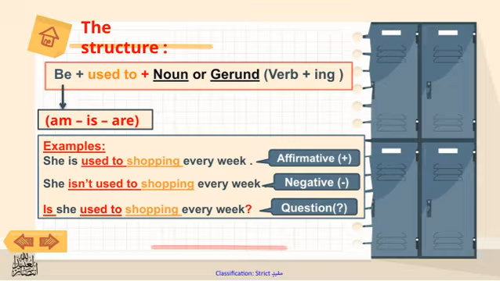Now, for negatives, we add not after the be verb. So, she isn't used to shopping every week. And for affirmatives, it's straightforward. She is used to shopping every week.